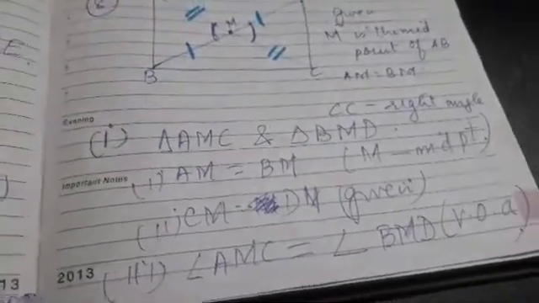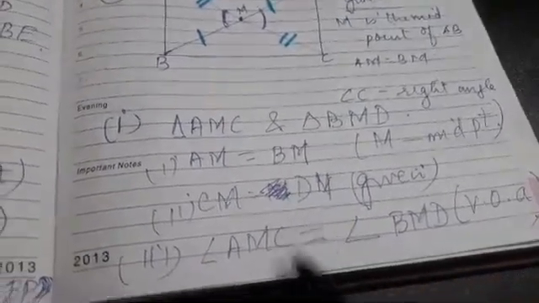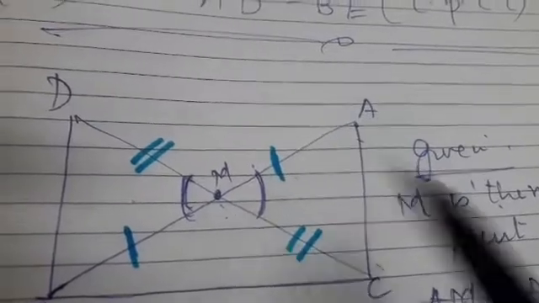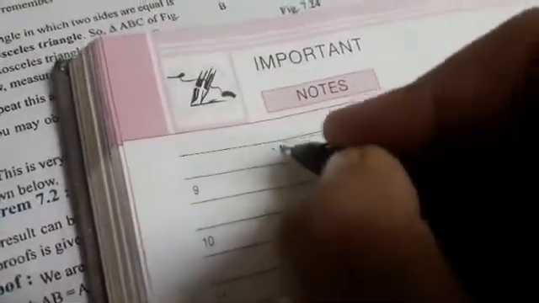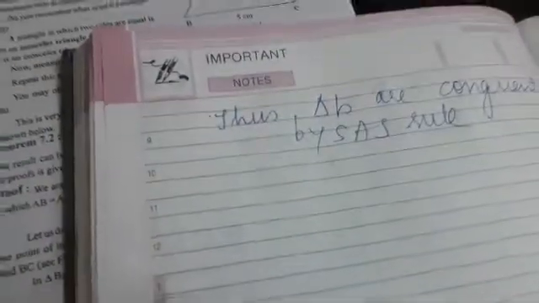Okay, so you can see that there are two sides and one angle, included angle. So therefore, which congruence is this? This is SAS congruence. Thus, the triangles are congruent by SAS rule. Now, after taking SAS rule, we have to write which parts are equal.